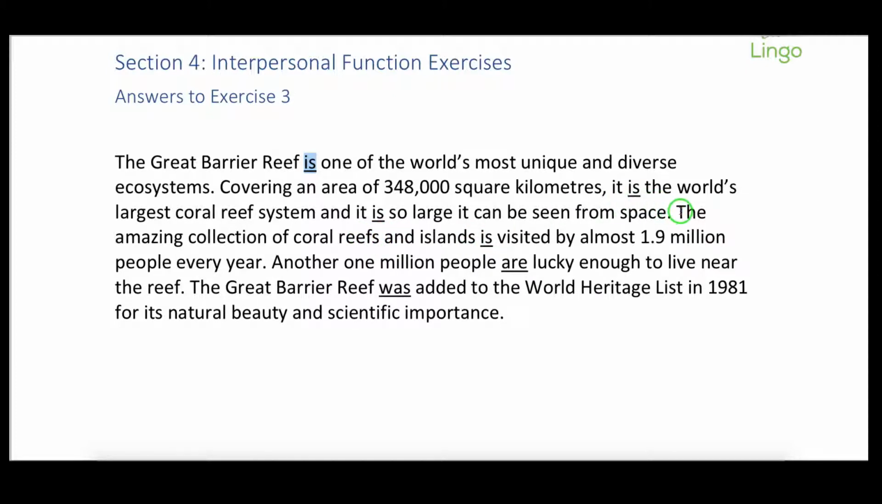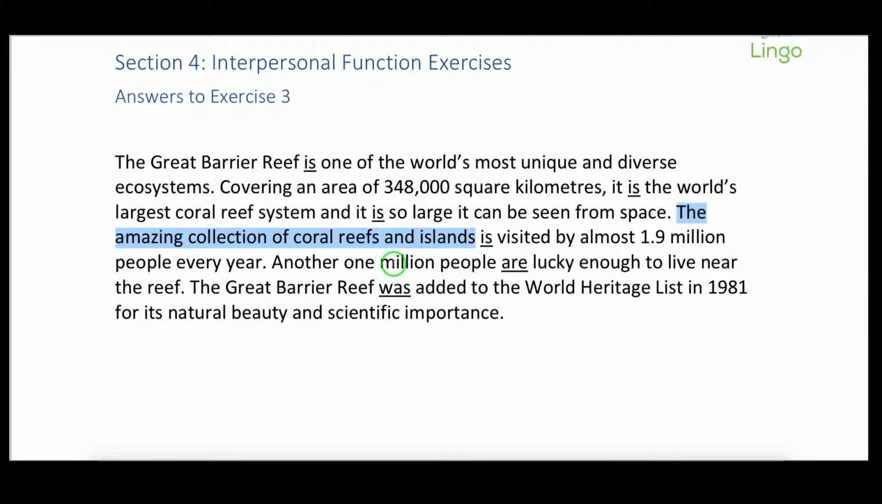Here we go. This is an interesting one. The amazing collection of coral reefs and islands is visited by almost 1.9 million people every year. Now, why did I write is and not are? Because I know what you're thinking. Maybe you're thinking, oh, look, islands, plural. Also, coral reefs, plural. This should be are. But actually, it isn't.